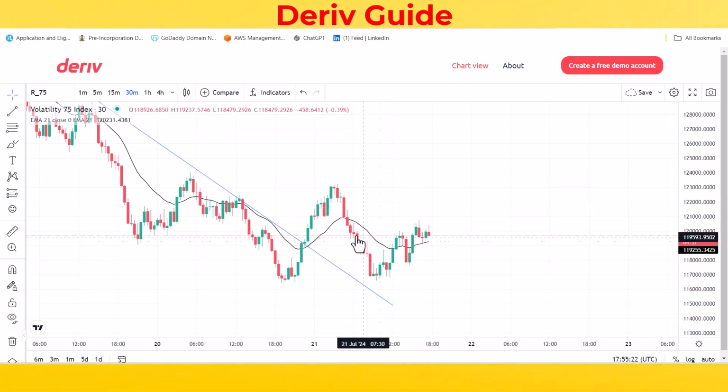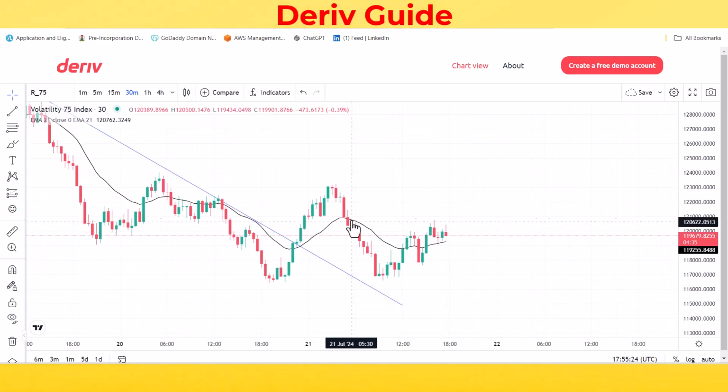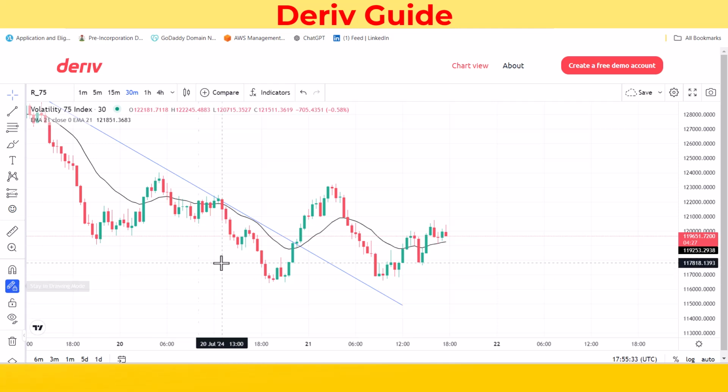Okay, so what I do is I look for candles like this red candle here. Look for candles like this.